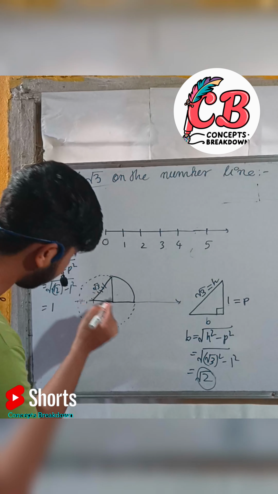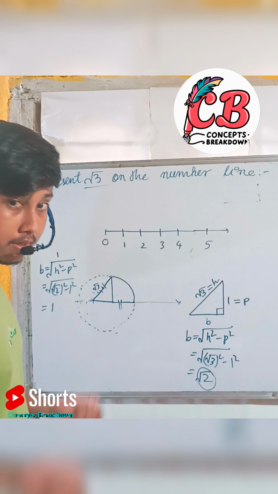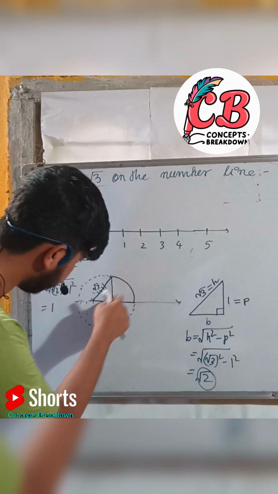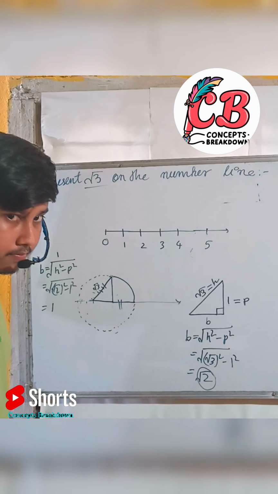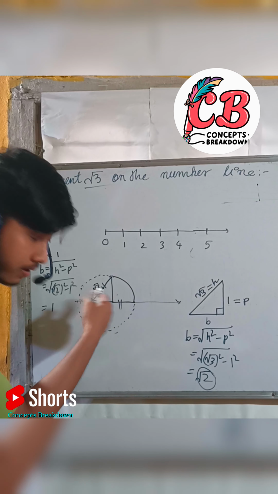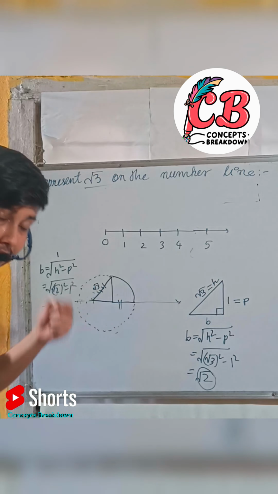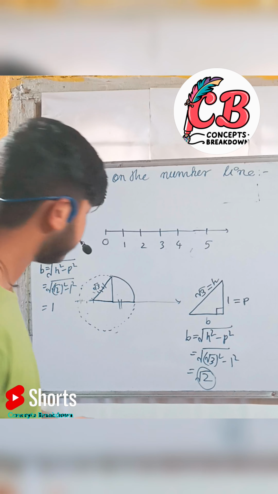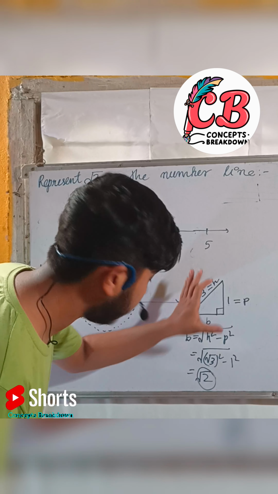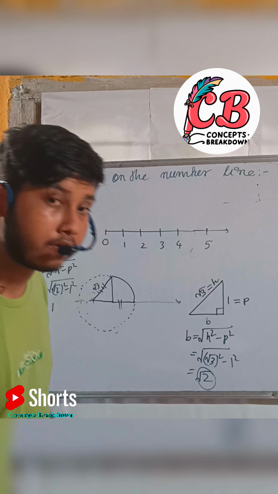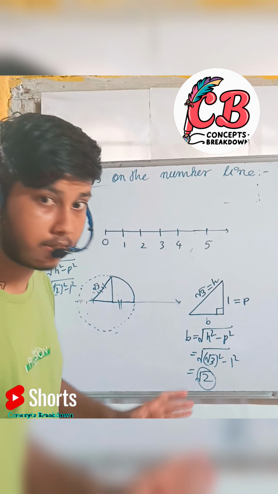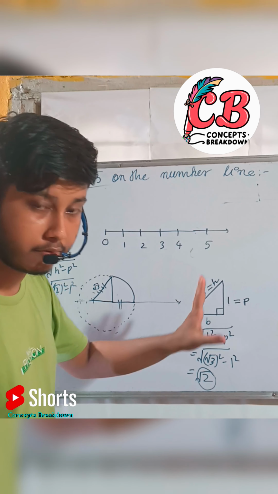Then this line segment and this line segment are gonna be equal, because this part is part of a circle. As you can see, this part looks like a cake, right? So it's a part of the circle. So first we always take the perpendicular of 1 unit. It's a convention, you will always take it as 1 unit.